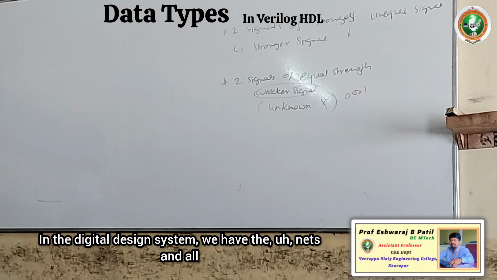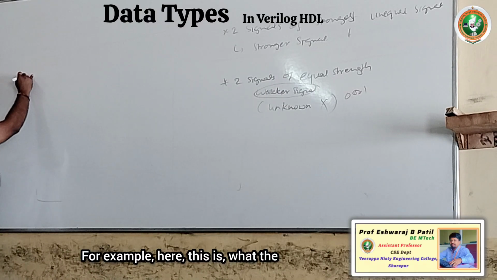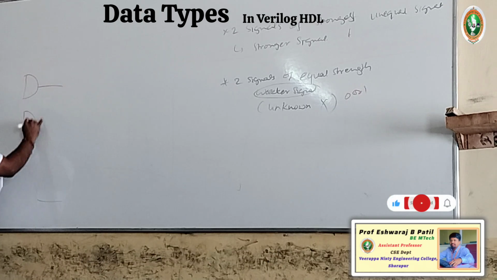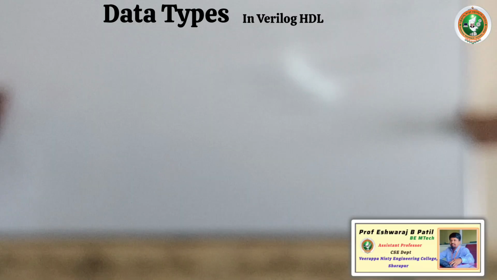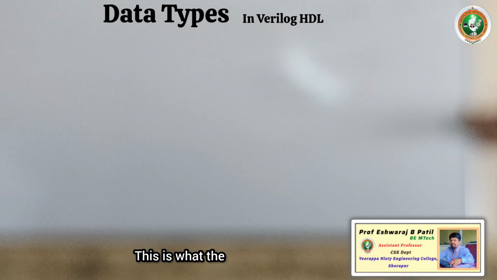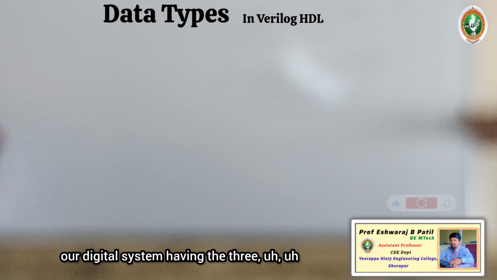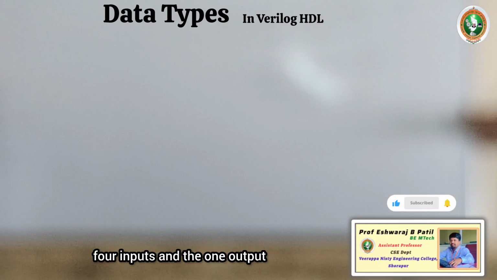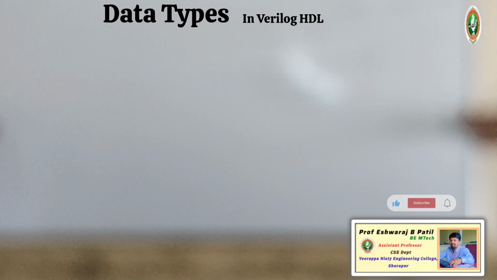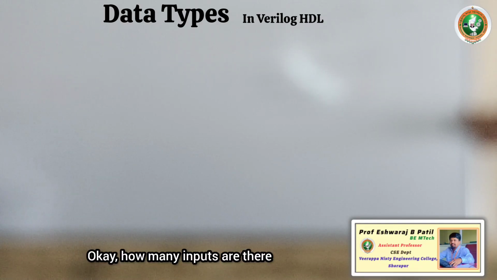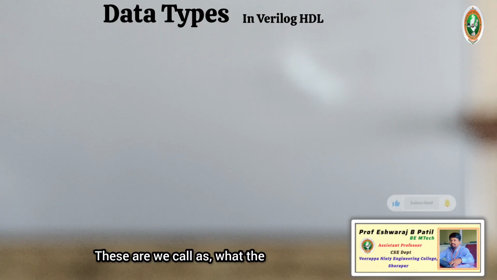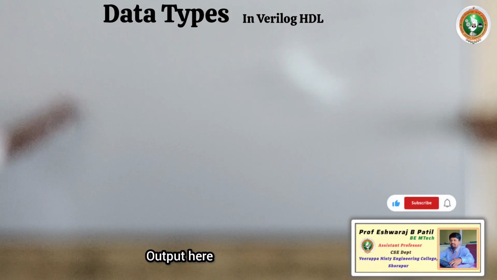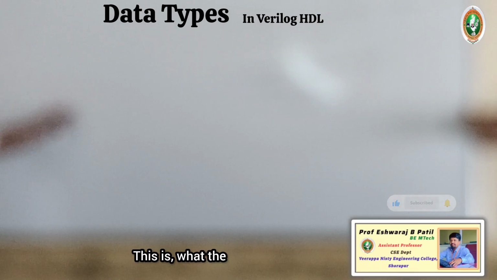In the digital design system, we have the nets and all. For example, here this is one digital system. This is our digital system having the four inputs and the one output. How many inputs are there? 4 inputs and only one output. These we call the inputs. This is the output here. This is the input. This is the output.